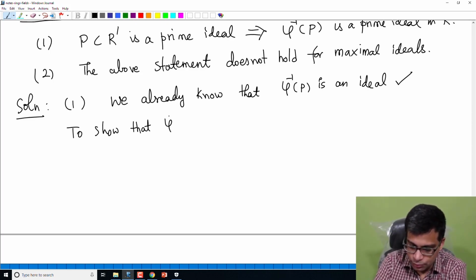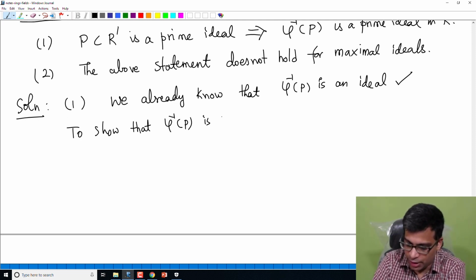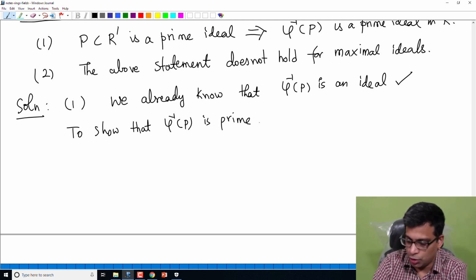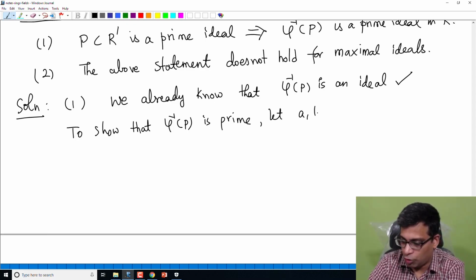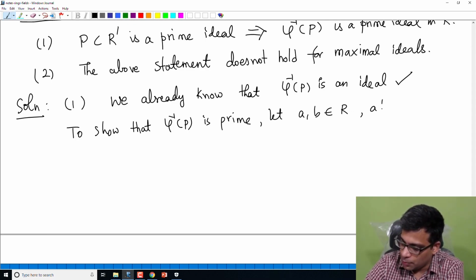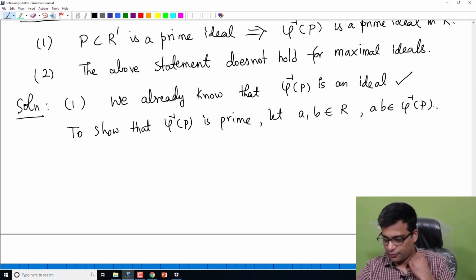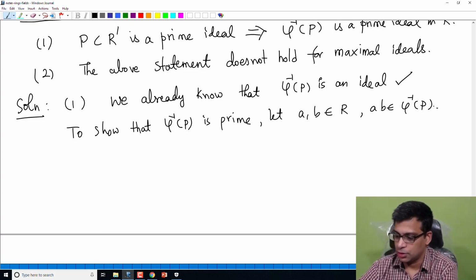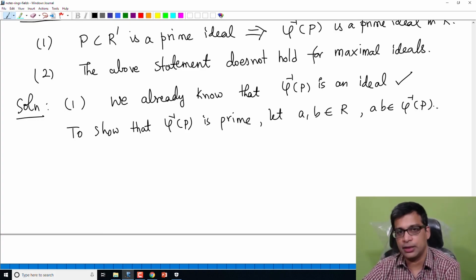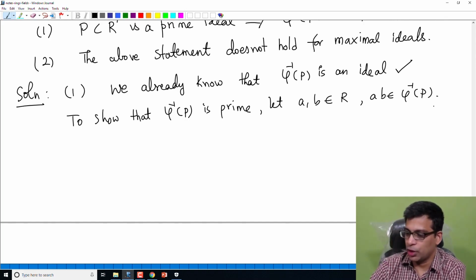So to show that phi inverse P is prime, what do we need to show? Let A, B be elements of R, and suppose that AB is in phi inverse P. Okay, so as I said, this is a fairly straightforward verification. So what is a prime ideal? It's an ideal such that if a product belongs to the ideal, one of the elements must belong to the ideal. So let's take two ring elements whose product is in phi inverse P.